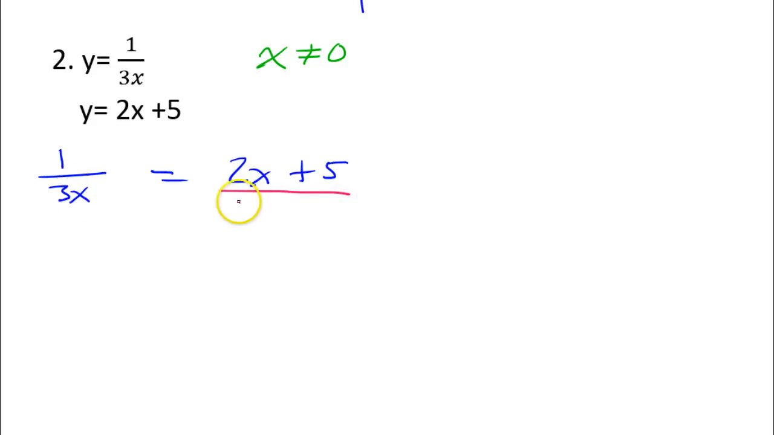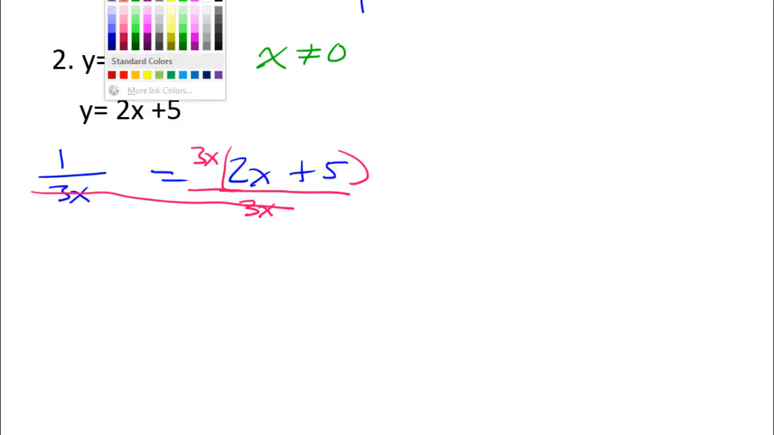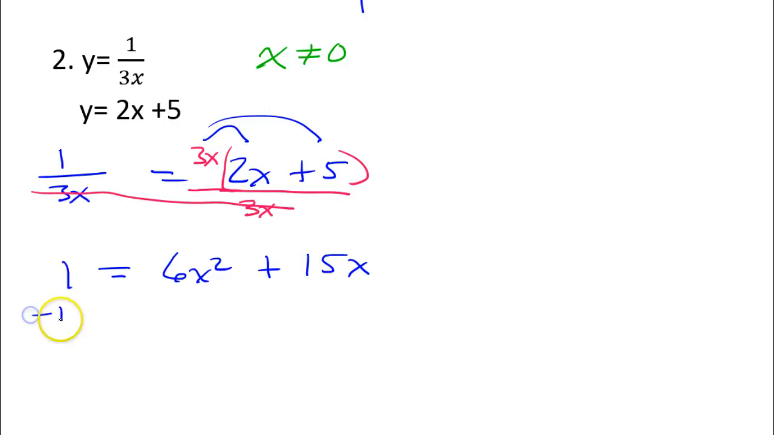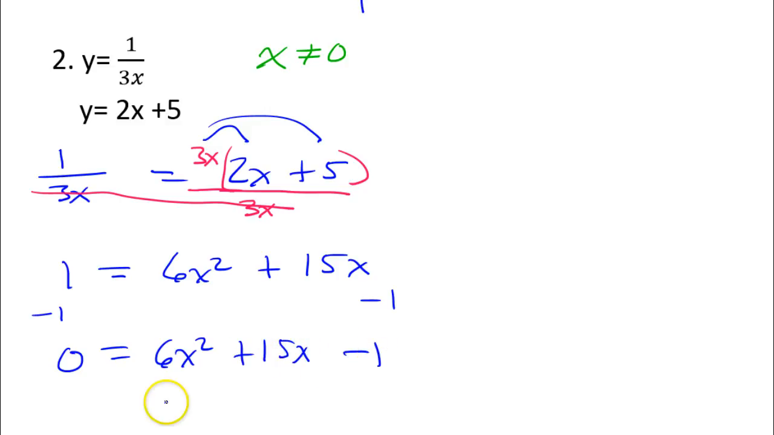I see the 3x, so I want this denominator to also have 3x, which I can do as long as I put 3x in the numerator as well. Once you have the like denominators, you can cancel them out and make a new equation using the numerators. So I have 1 equals, and I distribute here, so that'll be 6x squared plus 15x. I'm going to subtract this 1 from both sides, so I've got 0 equals 6x squared plus 15x minus 1.